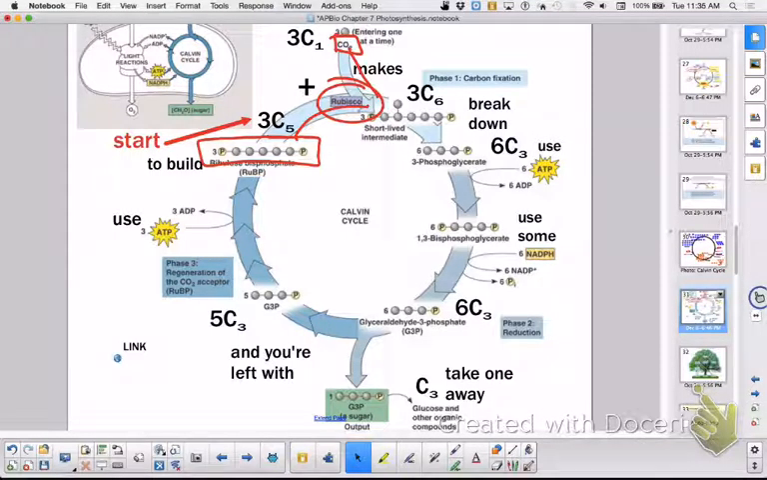Regeneration of RUBP. You use 3 ATP to rearrange the remaining 5 G3P into 3 RUBP. Oh my gosh, how many letters can you have? I understand that's difficult, so you just have to get the key things here, so that the cycle can continue.